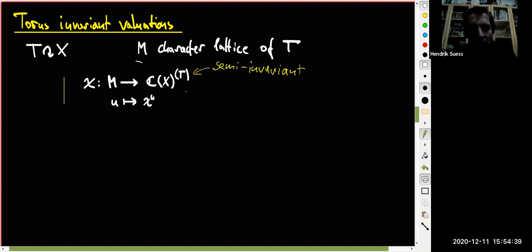So they are homogeneous with respect to some degree or some weight. And I have to fix a group homomorphism which sends a character to some function which is semi-invariant of this weight. Okay, and there's a choice involved, but I make this choice once and for all. And now I want to understand, somehow, in the end, valuations on X which are invariant under T.